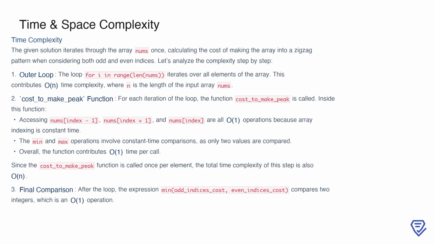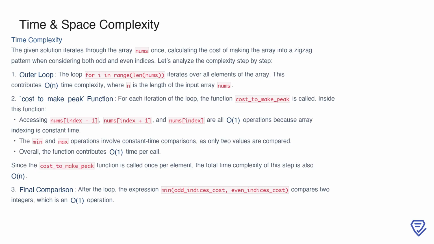To analyze the time complexity of this solution, we start by considering the main loop that iterates through the nums array. This loop runs once for each element in the array, so its contribution to the time complexity is O(n), where n is the length of the input array. Within this loop, the function cost_to_make_peak is called for each element. Inside this function, operations like accessing array elements using indices, as well as using the min and max functions, are all O(1) operations, as they involve constant time comparisons or retrievals.